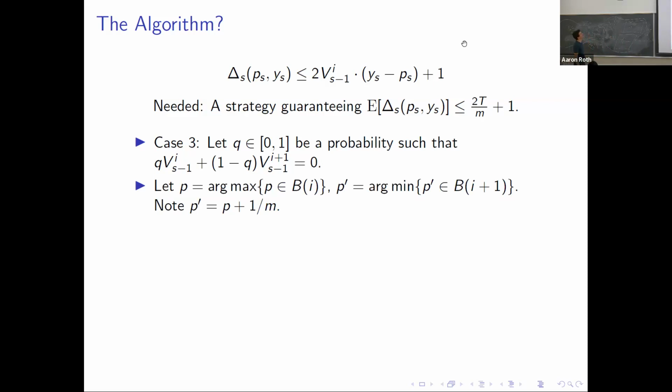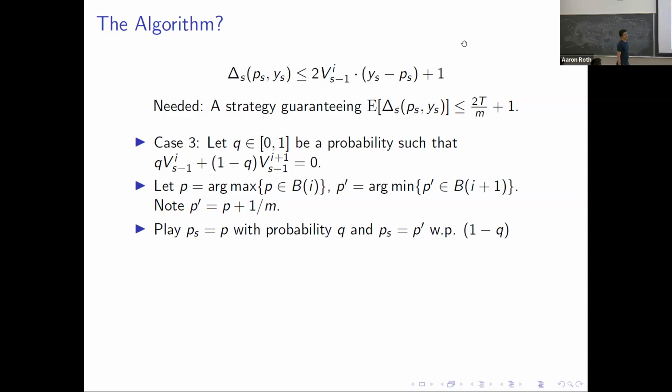Okay, what's my prediction strategy going to be? Well, let's let p be the largest prediction in bucket i. And let's let p prime be the smallest prediction in bucket i plus 1. These buckets are adjacent to each other, and I have predictions at my disposal at every multiple of 1 over m. And so p prime is quite close to p. p prime is exactly equal to p plus 1 over m.